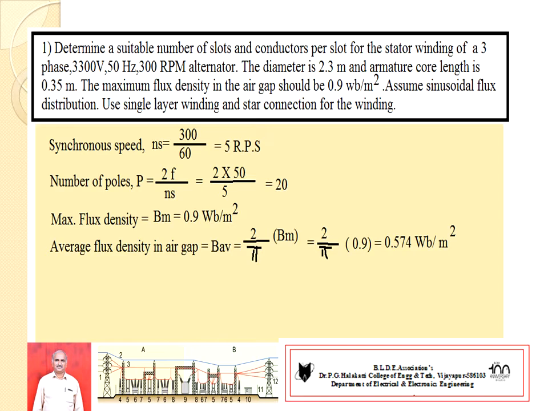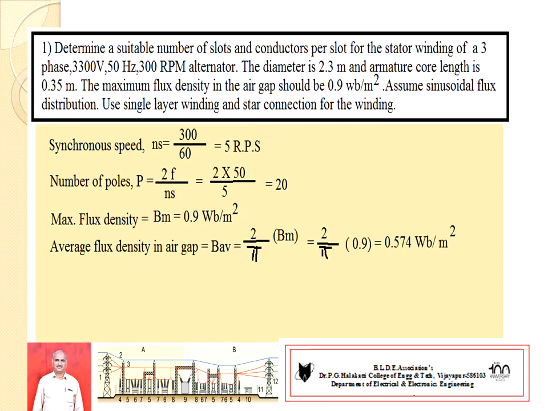Number 1, synchronous speed. Synchronous speed is given in revolutions per minute. First you convert into revolutions per second: 300 by 60, 5 rps. So this synchronous speed is also equal to 2f by P. By using this equation, you determine the number of poles. P equal to 2f by Ns. So we are going to get number of poles equal to 20.